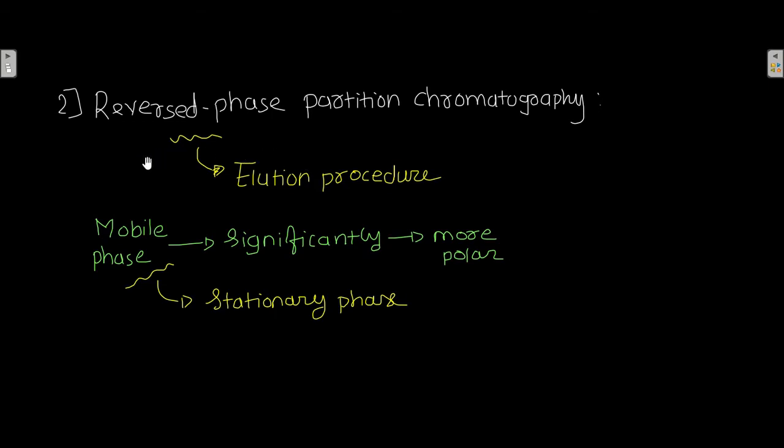Now the second type of partition chromatography that we saw is reversed phase partition chromatography. This is an elution procedure in which the mobile phase is significantly more polar than the stationary phase. So in the case of normal phase partition chromatography, the stationary phase was more polar, but in the case of reversed phase partition chromatography, your mobile phase is significantly more polar than the stationary phase.